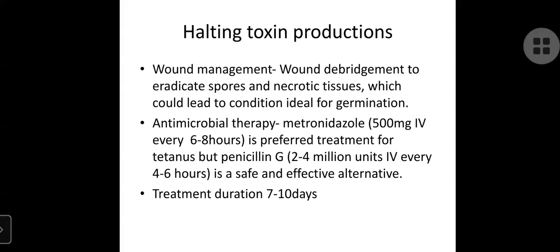So the first part is halting the toxin production. Now, there's a wound, we need to manage the wound. This is one of the main stages of managing the patient as a whole. If the wound management is not properly done, the management goals will not be achieved. So you need to do an intense wound debridement to eradicate spores and necrotic tissue, which can lead to further contamination or spore formation. So this part is really crucial. We need to do a serious wound debridement as one of the main treatment goals.